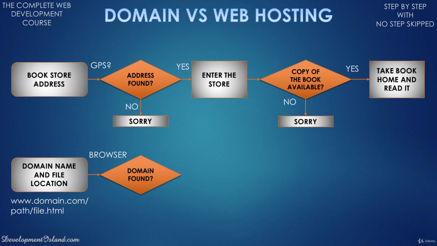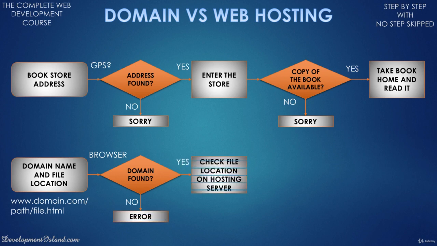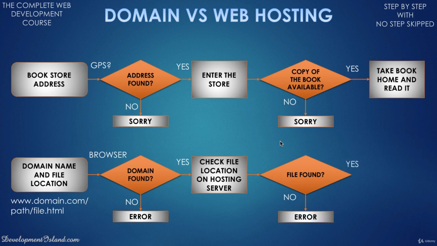Now if we find that address, then we move to the next step, which is to check the file location on the hosting server. We're going to check if this path has got a file called file.html as an example. If we find that file, then we're going to download a copy of it on our computer and display it. And this is how it works.